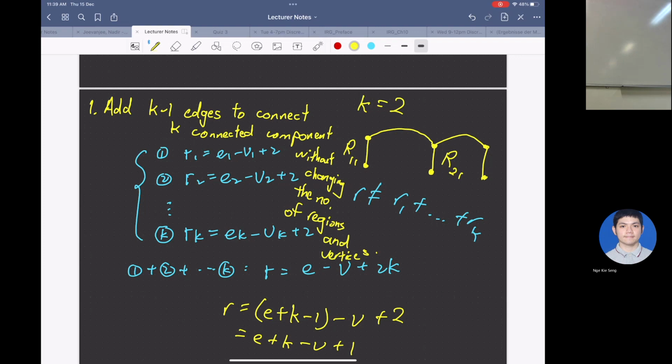Okay, so this one is one of the questions using Euler's formula. Any question on this one? So I connect all the connected components to become one connected component. So I form a planar graph, then we can use the Euler formula again.